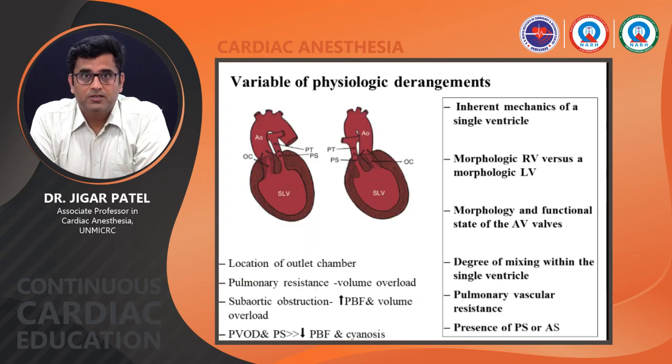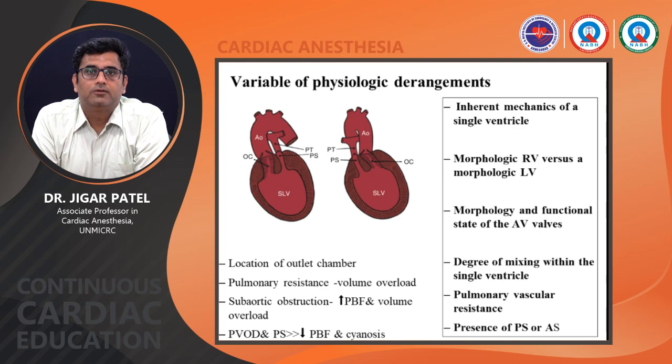The location of the outlet chamber will determine the degree of mixing within a single ventricle. If the outlet chamber is located on the favorable side, then proper mixing occurs. If it is not located on the favorable side, then mixing will not occur appropriately.